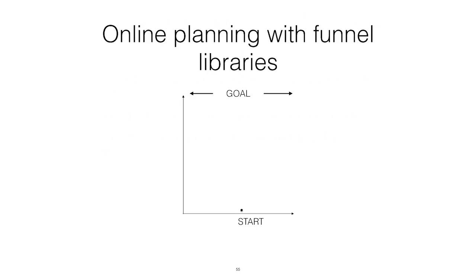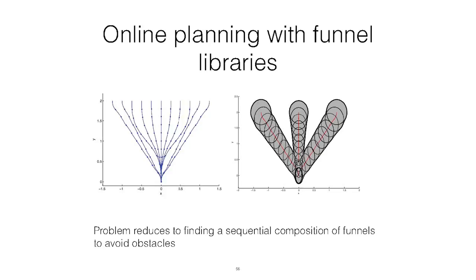So these are a set of possible paths from start state to end state, and then for each possible trajectory you compute the funnel. And the idea of online planning is to now find a sequence of these funnels that you can compose that takes you from the start state to the end state without hitting any of the obstacles. So an important component here is finding a sequential composition of funnels.